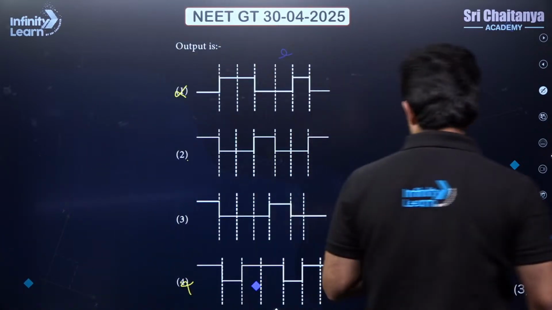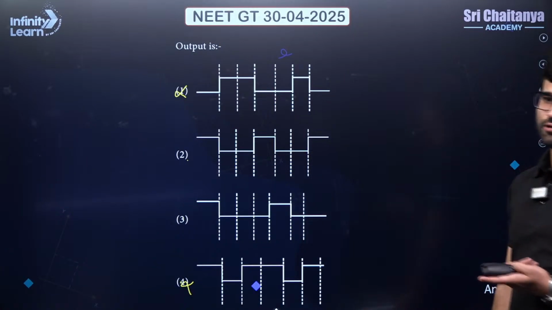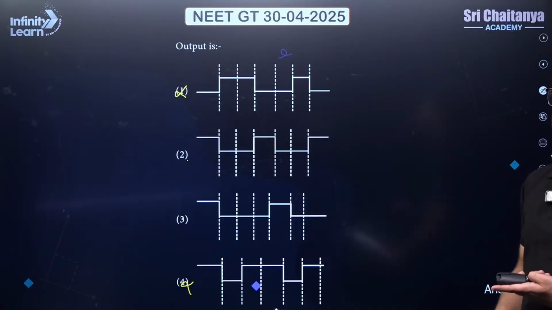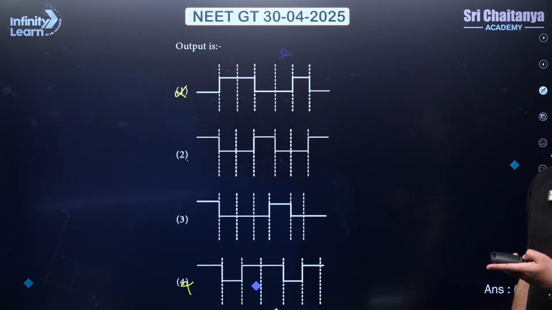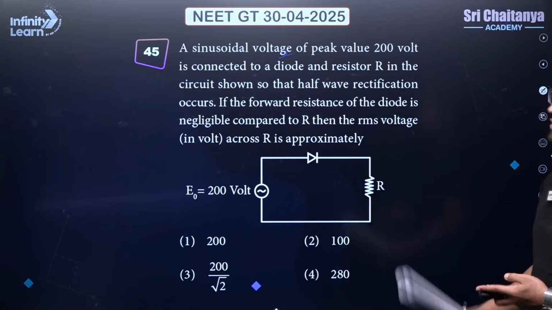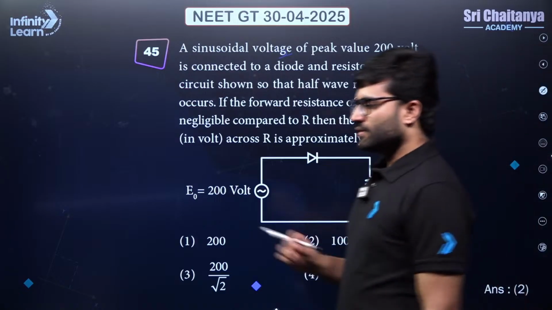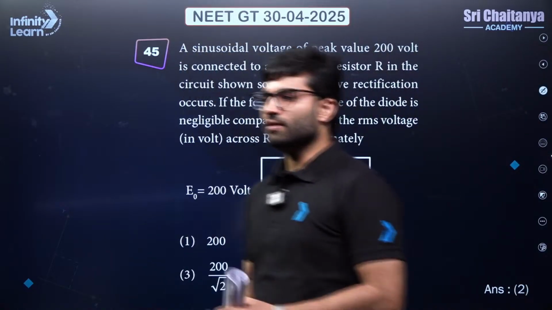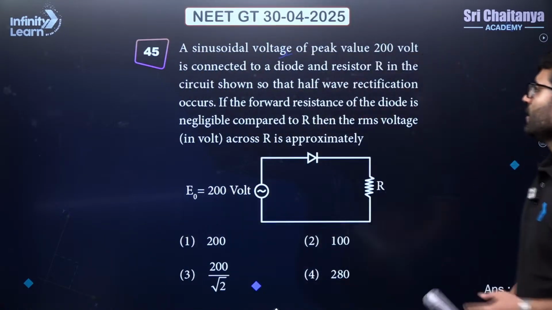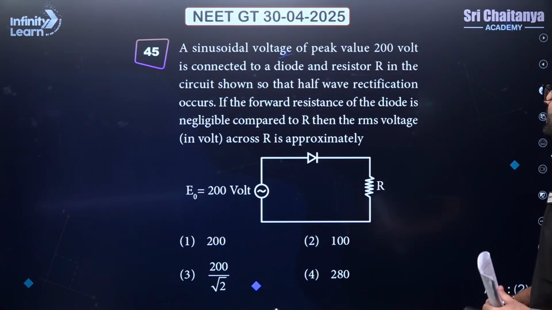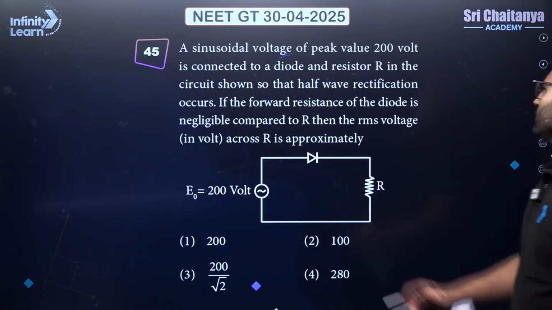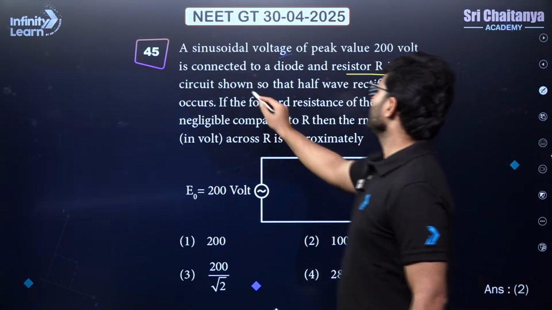You can do this. Yes, by using Boolean algebra also you can do it, right? But if you forget that Boolean algebra formula, then you will get the wrong answer. Yes? Clear? So when you are in doubt, please start putting the values and do it. It will give you a quick answer. So this is the last question. A sinusoidal voltage of peak value 200 volt is connected to a diode and the resistor R as shown.